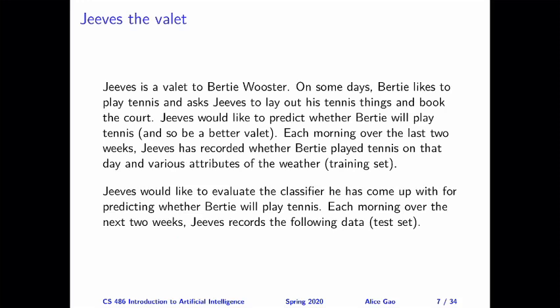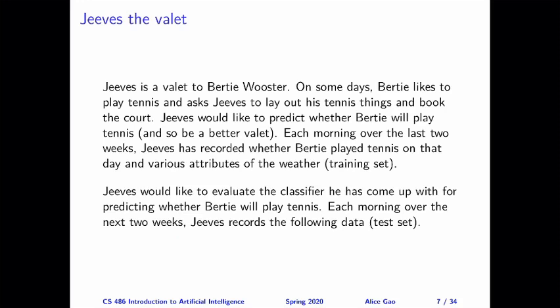So each morning over the past 2 weeks, Jeeves records some characteristics of the day and whether Bertie decided to play tennis or not. Mostly Jeeves believes that whether Bertie wants to play tennis or not highly depends on characteristics of the weather. After recording data for 2 weeks, Jeeves decided that he will come up with a classifier. He's going to try to come up with a decision tree to predict Bertie's decision.